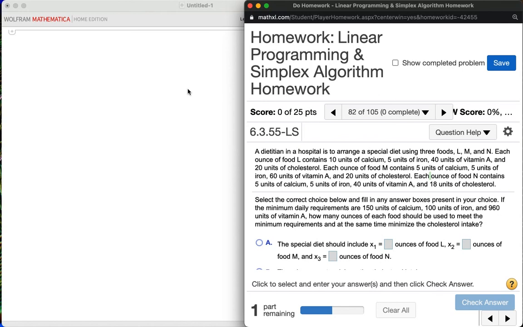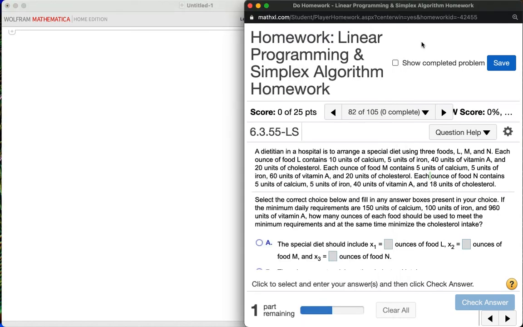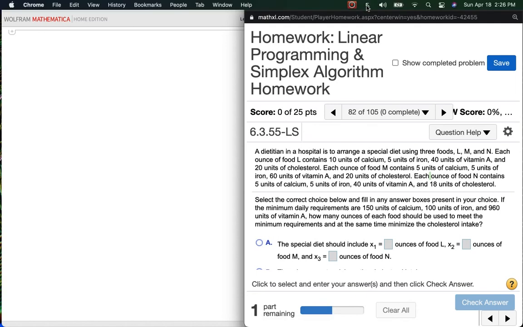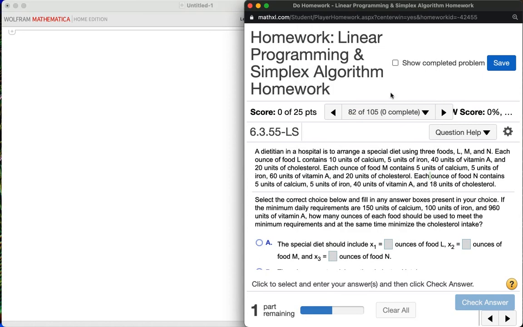Okay, so let's go through the problem. Let me make sure everything is set up here. I have Mathematica, and I have my drawing tool. Okay, that looks good.